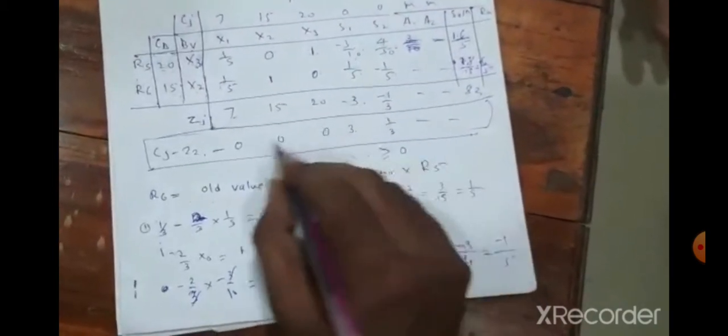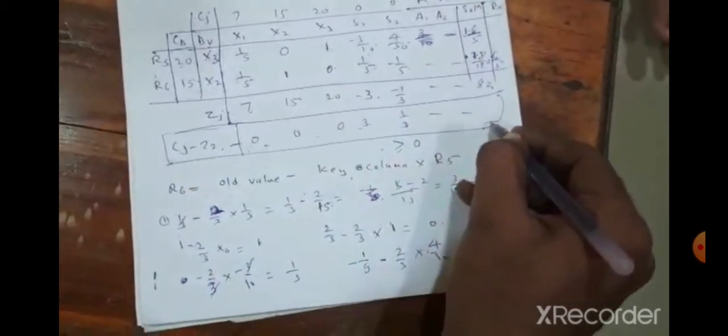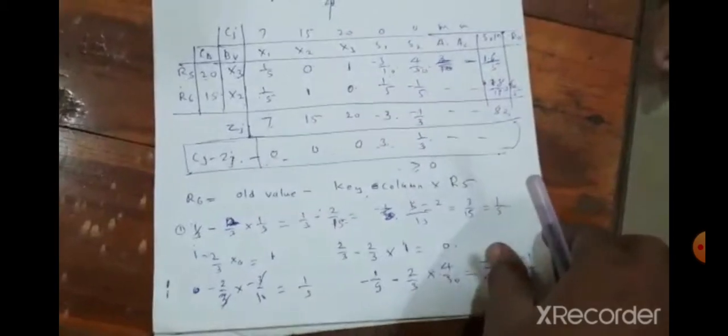Now this solution is the optimal solution. This solution gives you the optimal solution. So the Z solution is 82. It is a minimization problem. So the Z value is 82.